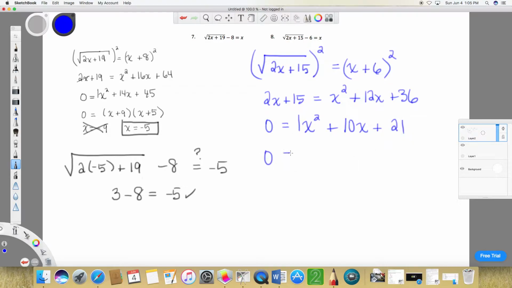now if we try to factor this, if we can't factor it, we know we can complete the square or do the quadratic formula. But with this 1x squared, if you're more comfortable doing the x method, that's fine. But x times x is x squared, and 7 times 3 is 21, while 7 plus 3 is 10. So this gives us possible solutions of -7 and -3. So we need to check both of those before we say that's our final answer.